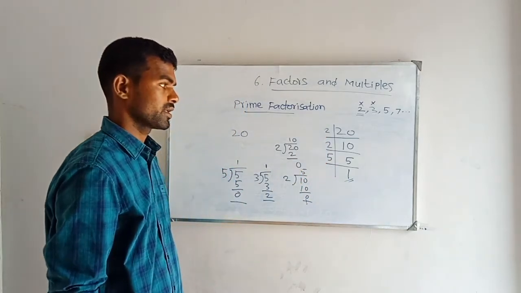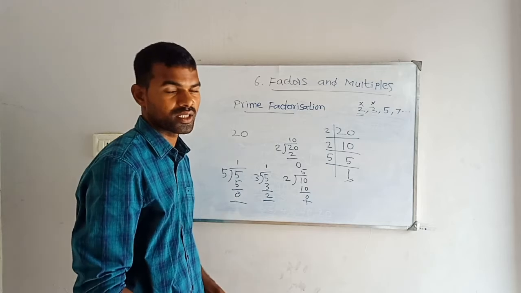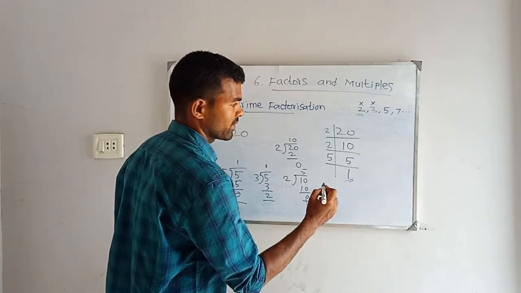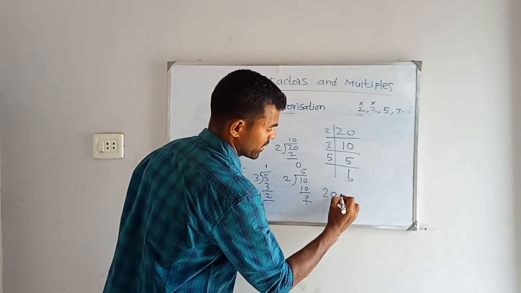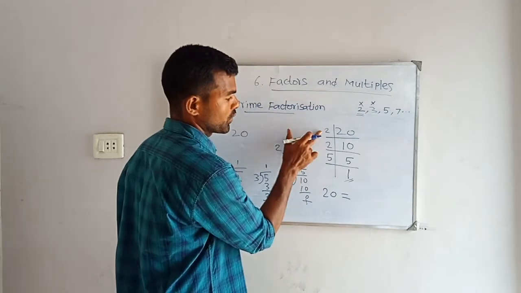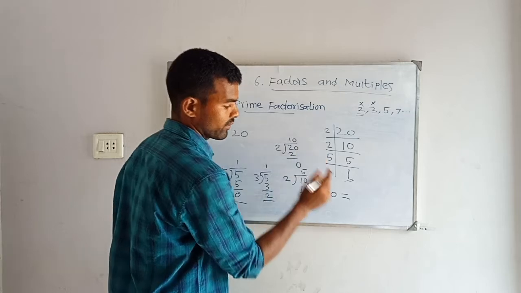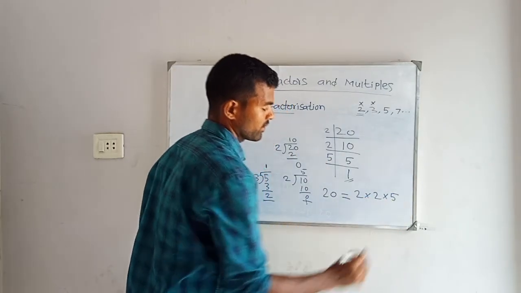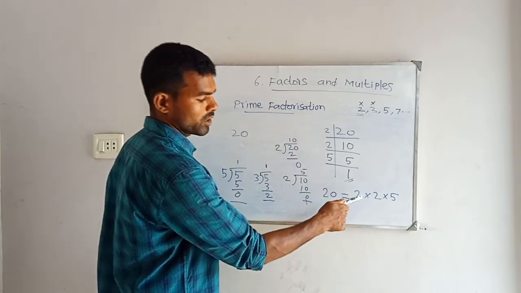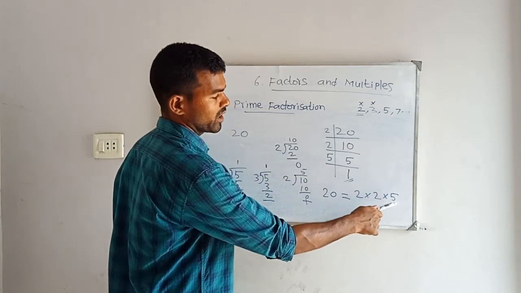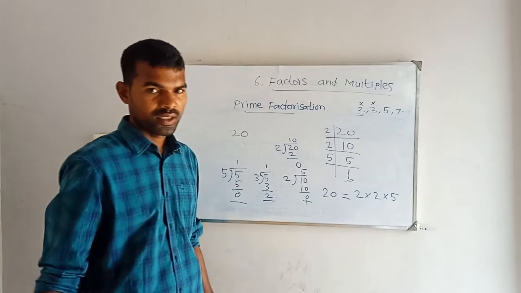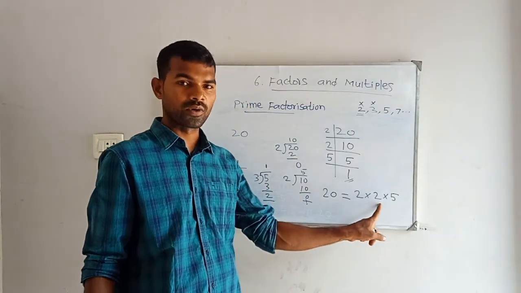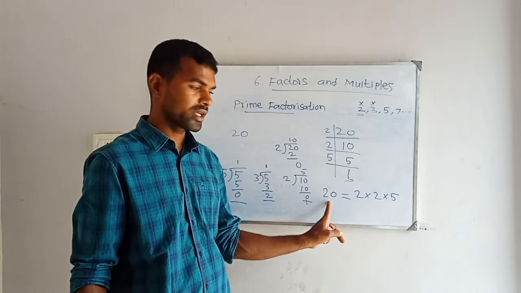This process is known as the continuous division method. Here we have every prime number. Like the number 20, it has the prime numbers 2, 2, 5. 2 is a prime number, 2 is a prime number, 5 is a prime number. We are getting only these prime numbers. Multiply 2 times 2 is 4, 4 times 5 is 20.